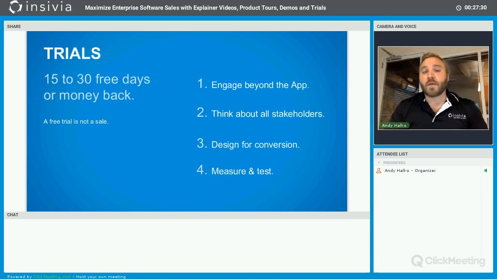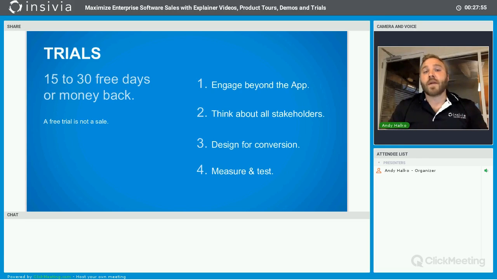Three, we want to design our trial for conversion. We want to make sure that we're putting sample data in there so people aren't overwhelmed with a blank slate. We want to make sure that we have clear actions for them to convert their trial into a paid account. We want to have clear actions for them to provide feedback or ask questions. And so we have to design our trials to be as effective as possible.